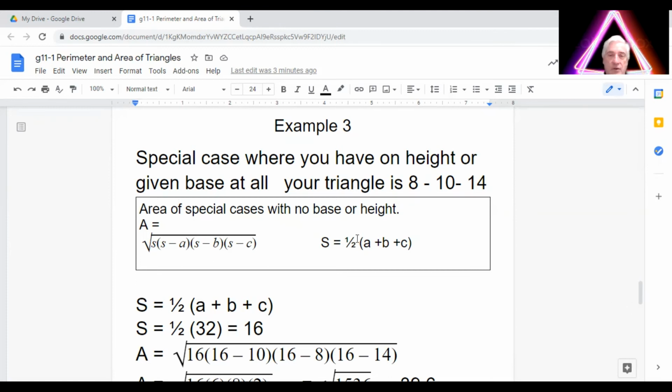S is equal to 1/2 of the sum of the sides. What do we call the sum of the sides? We call that perimeter. We take 1/2 the perimeter. In this case, we had 8, and 10 is 18, and 14 more would be 32, and half of that. So S, for our purposes, will be 16. S, the perimeter, times 1/2 is 16.